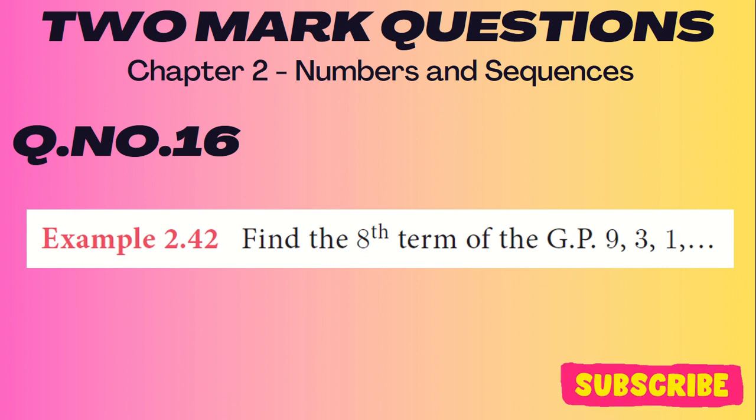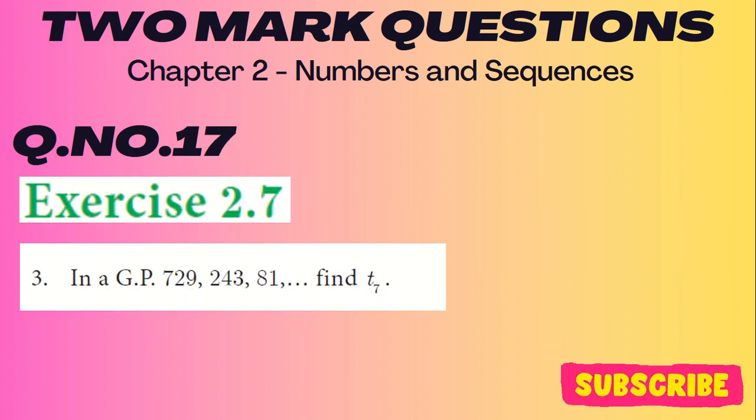Find the eighth term of the GP whose values are 9, 3, 1. So we need to find the GP values. Then we need to go for the next one, question number 17, which is in GP 729, 243, 81. We need to find T7, the seventh term. Then go to the next one.